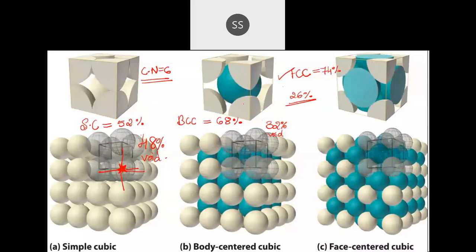What about body centered? How much was the coordination number for body centered? See this figure. Yes, correct, 8. For BCC, the coordination number is 8. What about face centered? Face centered, hexagonal, CCP, all of these have the same coordination number. Others are sleeping, is it? Coordination number is 12.